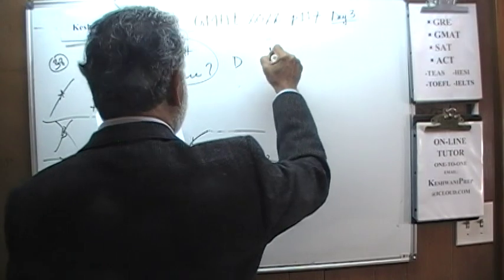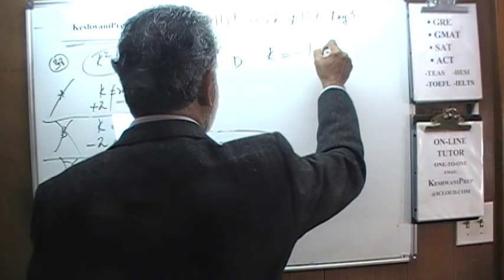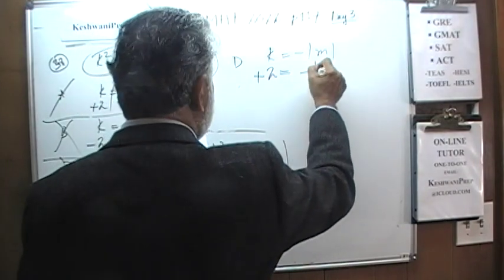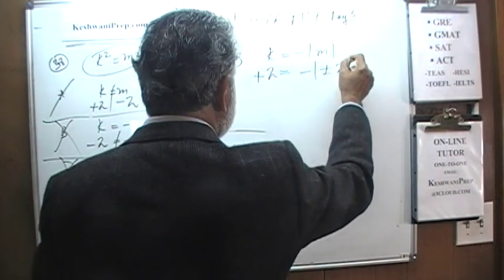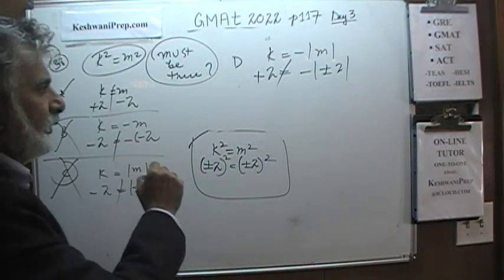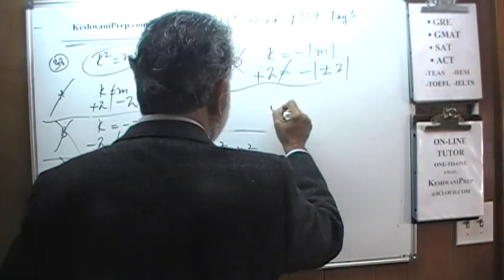D says k is equal to negative absolute value of n. If k happens to be positive 2, as you can see, this is not going to work. Positive 2 would not equal negative 2. This is wrong. The answer is E.